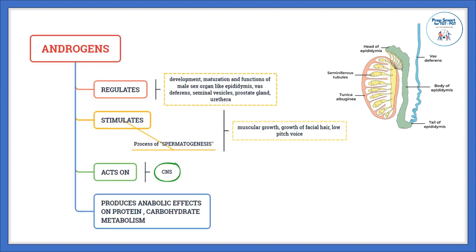Coming to the function of androgen, it regulates development, maturation, and functions of some organs like vas deferens, seminal vesicles, prostate gland, and urethra. It also stimulates the process of spermatogenesis, which leads to the muscular growth, growth of facial hair, low pitch voice, etc. It also acts on CNS, central nervous system. It produces anabolic effects on protein and carbohydrate metabolism.